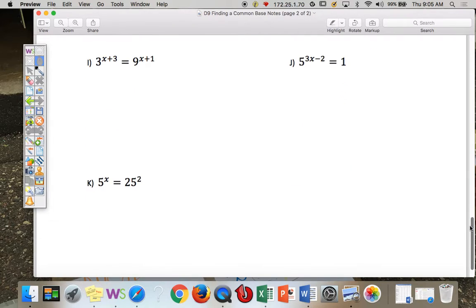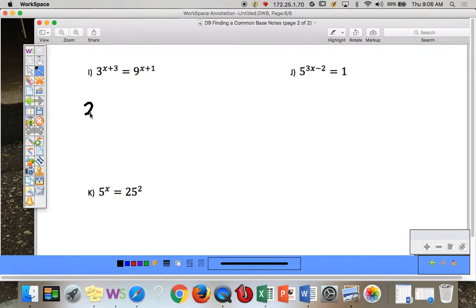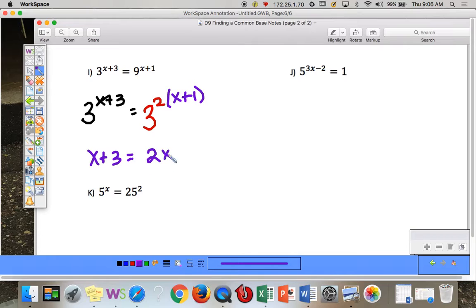Let's look at i and j. We have 3 to the x plus 3 equals 9, which can be written as 3 squared to the x plus 1 power. So we have x plus 3 equals 2x plus 2 if we distribute. We'll solve here. We'll subtract x from each side. I'll also subtract 2 from each side here in the same step. 3 minus 2 is 1. 2x minus x is x. So we have x equals 1.